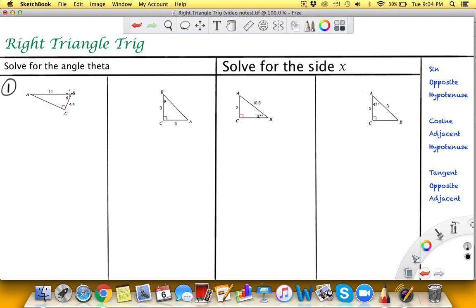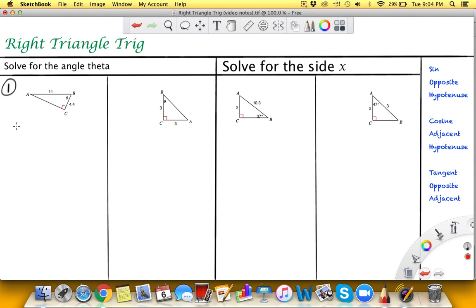Now, the hypotenuse is always going to be directly across from the 90-degree angle. So segment AB, which has a length of 11, is our hypotenuse, and then segment BC, which has a length of 4.4, is our adjacent side. Now this adjacent side, notice it is touching this angle theta. So with that being said, we are going to use the cosine of this angle theta.